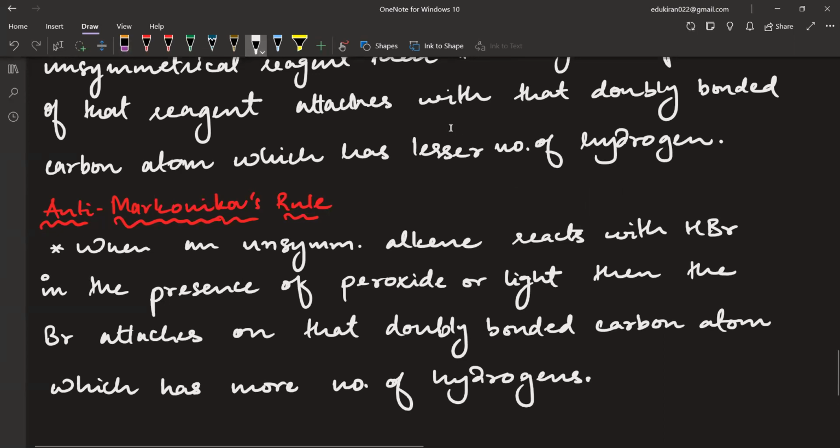Okay, and what did I say right now? Can you repeat what you just said? I said that the anti-Markovnikov rule is only applicable for HBr, not any other reagent. Only for HBr you will be doing anti-Markovnikov. And in your exam you will only get HBr and peroxide. They won't give it with any other reagent. Okay.